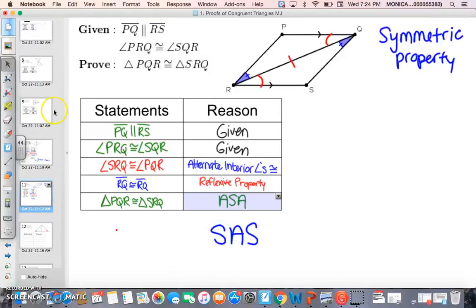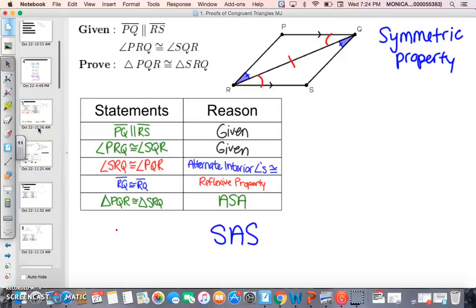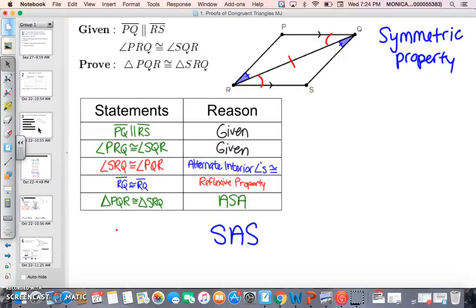All right, y'all, if you have any questions on how any of these statements or reasons were given for each of these triangles, raise your hand. I'll come around and help you. And it's time now. I think you're ready for some practice. So good luck. Remember, the Module 2 test is next week, Tuesday.